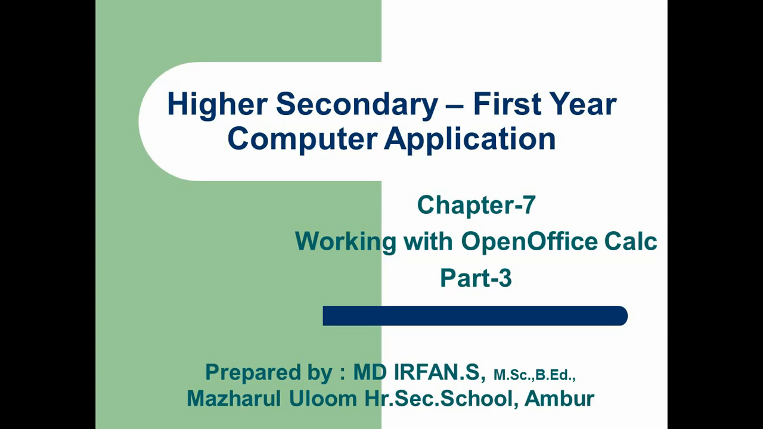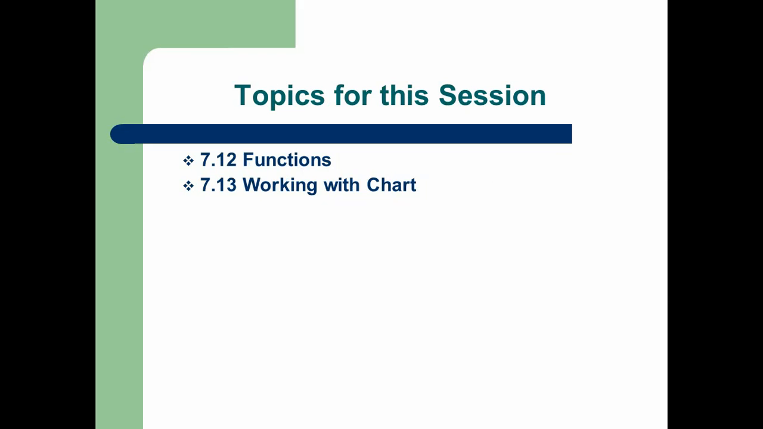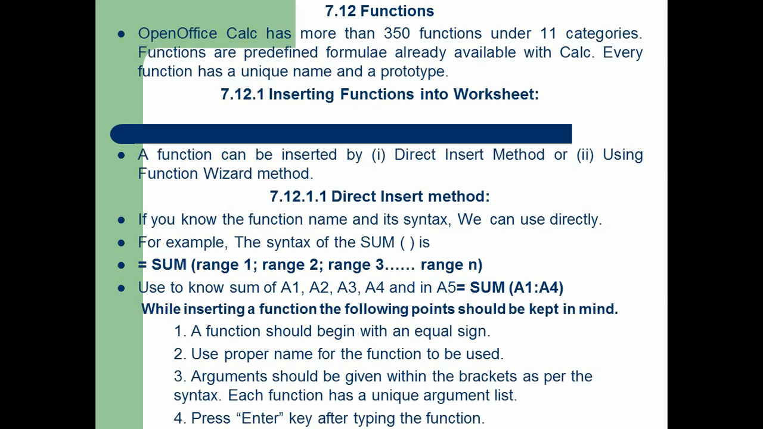So in this session we are going to discuss chapter 7, working with OpenOffice Calc, part 3. Last class we discussed three important topics of OpenOffice Calc, that is inserting columns, rows, cells, deleting columns, rows, cells, and formatting worksheet. In this session, we are going to discuss two more important topics of the same lesson. One is functions, another one is working with the charts. So let's start our class.